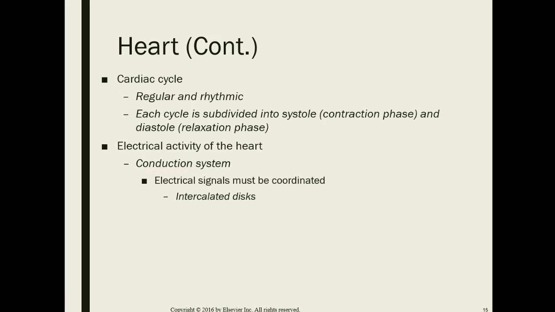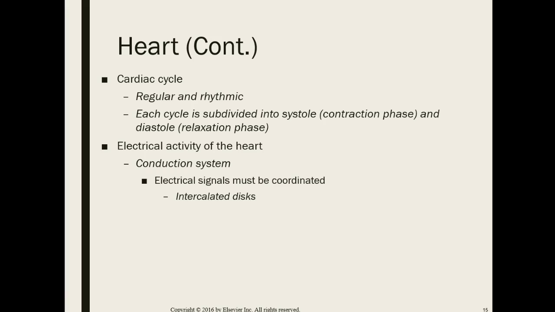So a cardiac cycle is one complete phase of the heartbeat. So a contraction phase and a relaxation phase. Systole is the contraction and then diastole is the relaxation. So this is a regular and rhythmic cardiac cycle. Typically about 72 beats per minute is average for the heart. So this cycle is controlled by electrical activity.